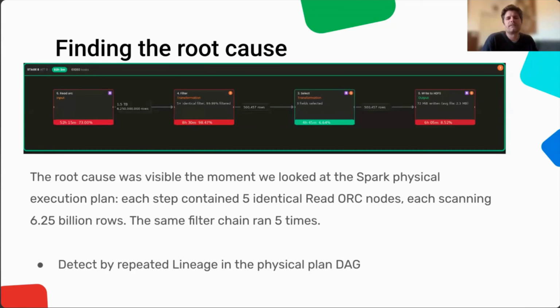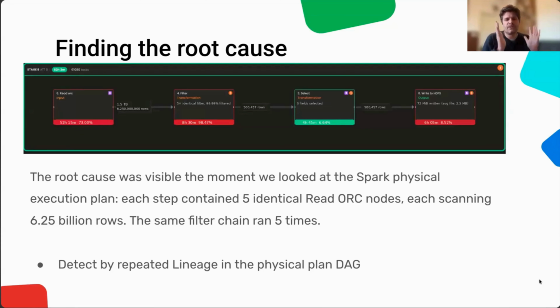And so the fix was to make a single line change and do a cache after the filter, which meant you only read the files once and save a lot of cost. And these are very easy to fix problems, but it's not so easy to find them.